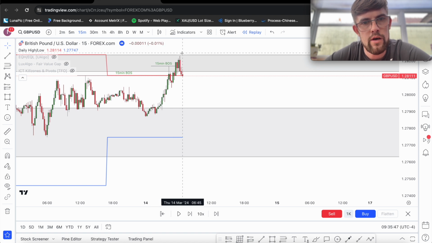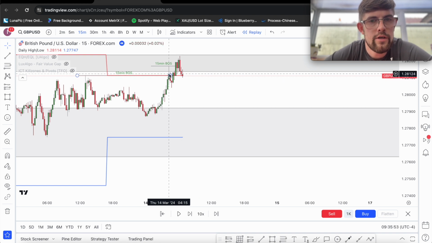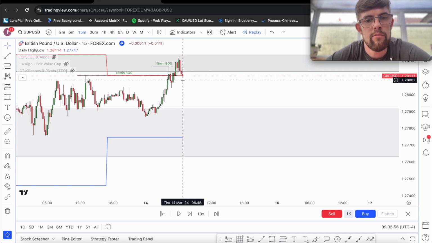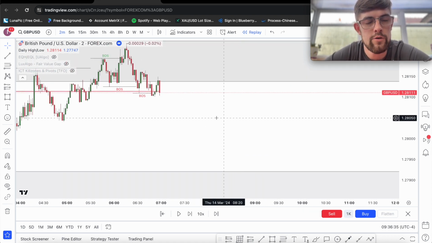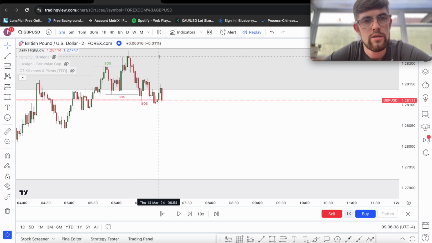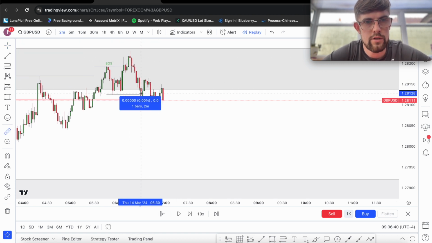So for me, I'm happy to look for shorts from here as long as I see an opportunity come about on the 2 minute time frame once New York session is open, which is 7 a.m. New York time. So we drop to the 2 minute. You can see here that price is bearish at the moment, and we've had 2 breaker structures to the downside, so this indicates to me that price wants to continue to the downside.